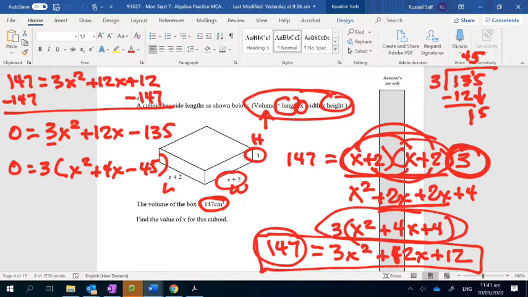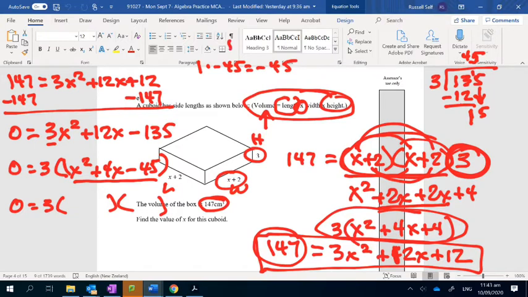Moving on. All right, let's finish this up. Now, I still have to factorize the stuff inside. 0 equals 3 times, I'm going to get 2 brackets. My A is 1. So 1 times negative 45 gives me an AC of negative 45. I'm trying to find the 2 factors of that that'll combine to make positive 12.